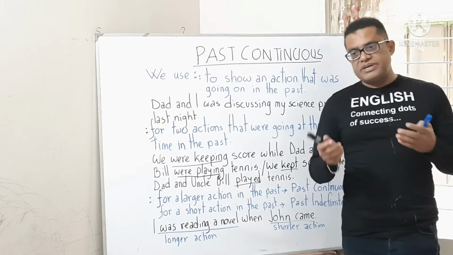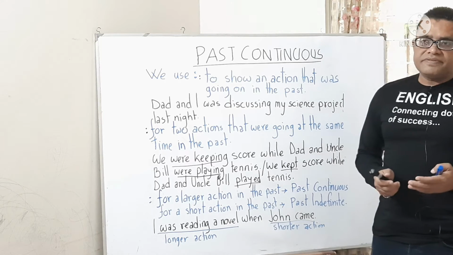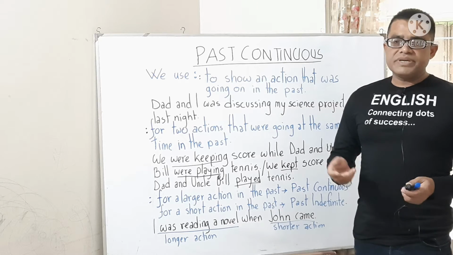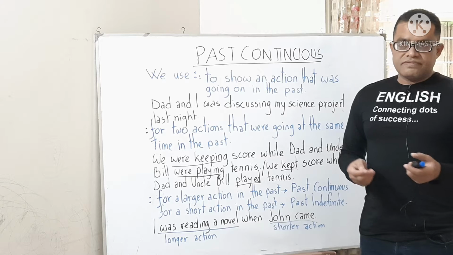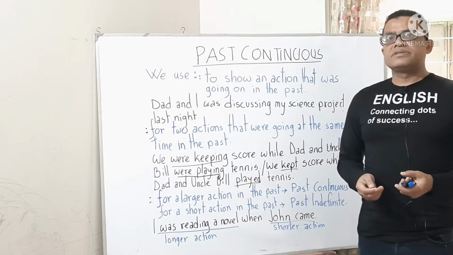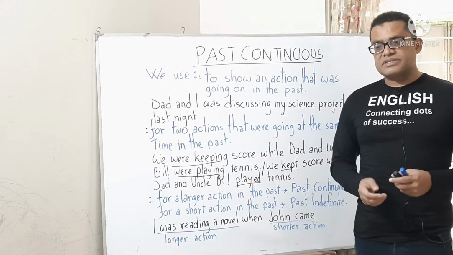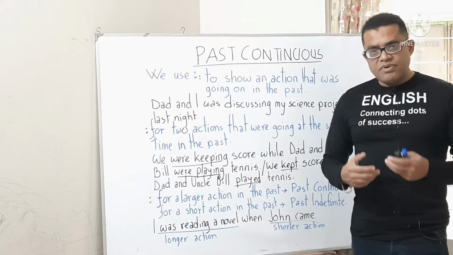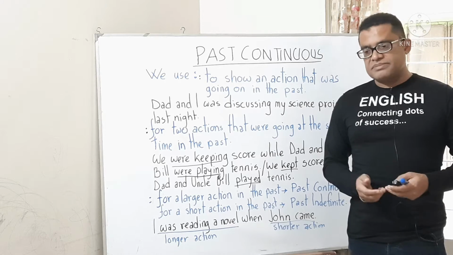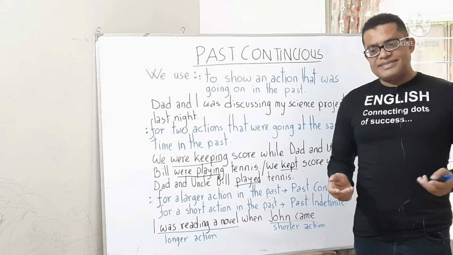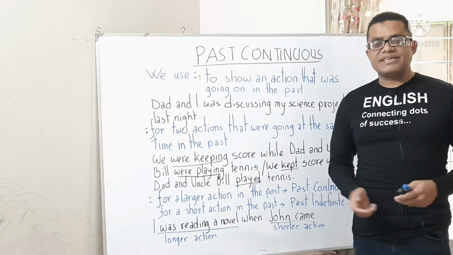So I think there are two basics of past continuous tense. An action that was going on in the past, and if there are two actions that were going on in the past, for the longer work we can use past continuous tense, and for the shorter work we can use the past simple tense, or in both sentences we can use past simple tense. So I think this is very simple, and I think you have understood the whole thing clearly.